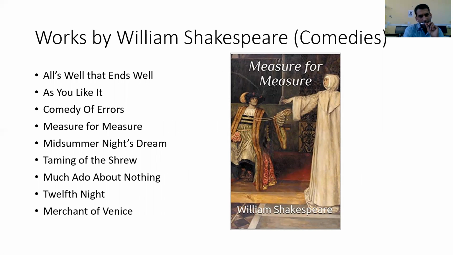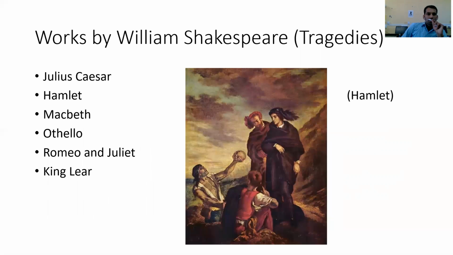Which are the works of Elizabethan William Shakespeare? He has written comedies like All's Well That Ends Well, As You Like It, Comedy of Errors, Measure for Measure, Midsummer Night's Dream, Taming of the Shrew, Much Ado About Nothing, Twelfth Night, Merchant of Venice. These are all comedies written by William Shakespeare. Now the tragedies. Julius Caesar, Hamlet, Macbeth, Othello, Romeo and Juliet, King Lear. These are all tragedies written by William Shakespeare.